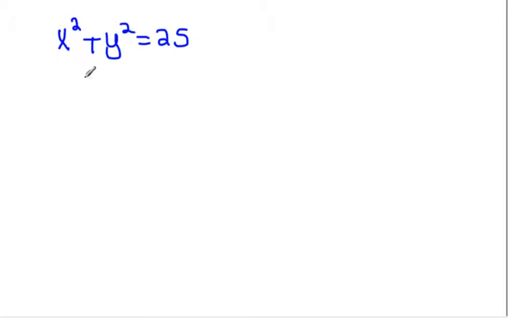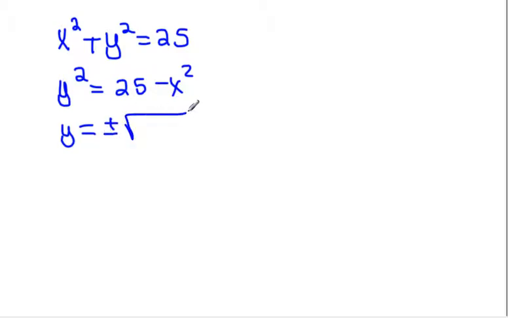So I'm going to get y by itself. So I'm going to subtract x squared from both sides. So y squared is going to equal 25 minus x squared. Okay, then I'm going to say y is equal to plus or minus the square root of 25 minus x squared.